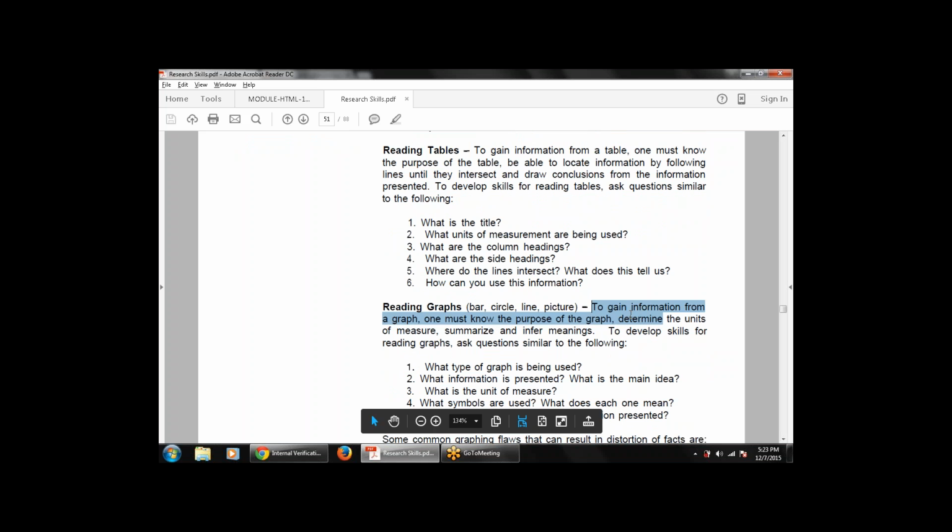To gain the information from a graph, one must know the purpose of the graph, determine the units of measure, summarize and infer the meaning. That is reading the graph. That is the first part. That is how we can read the graphs.